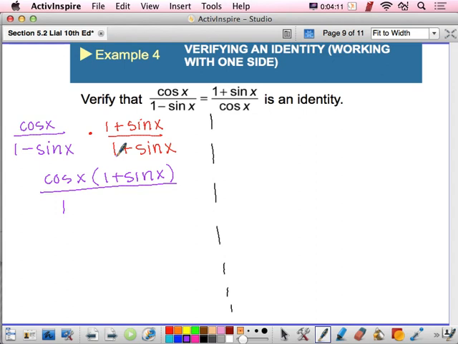Those cancel. And last times last is negative sine squared of x. And that's why we use conjugates. That will always happen. Your outer and inner terms will go to 0. So that brings us up to here.